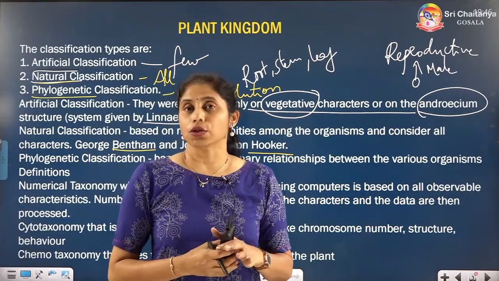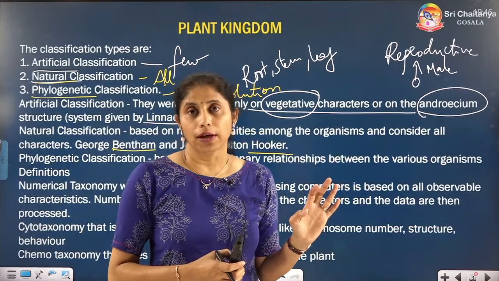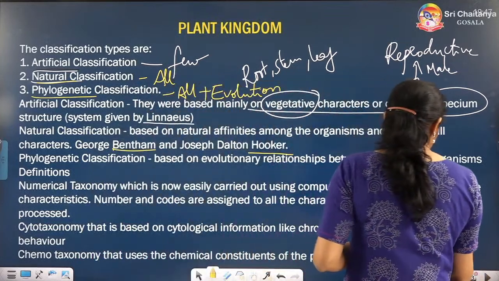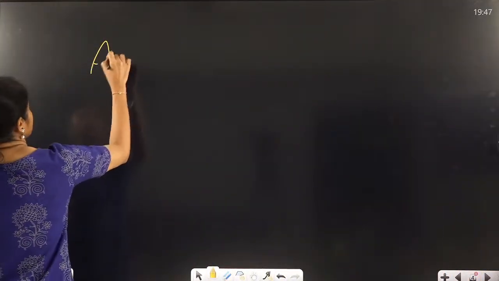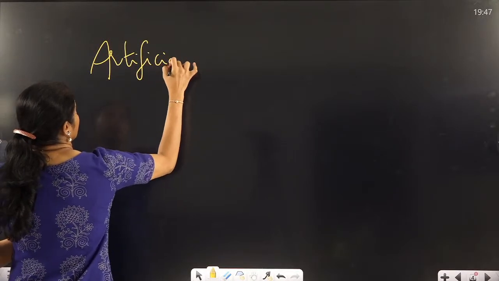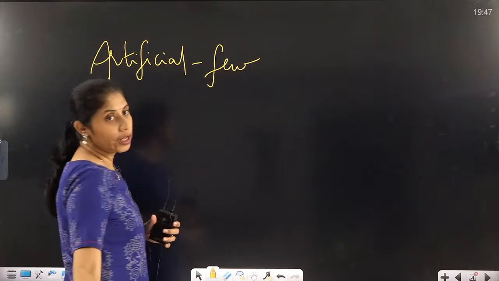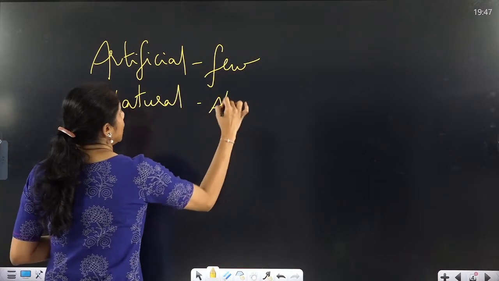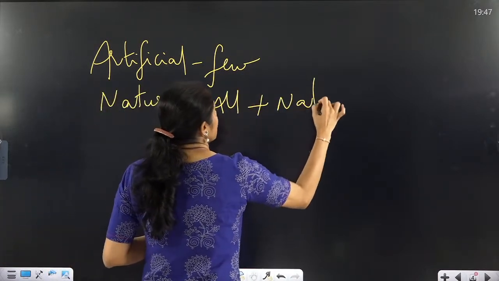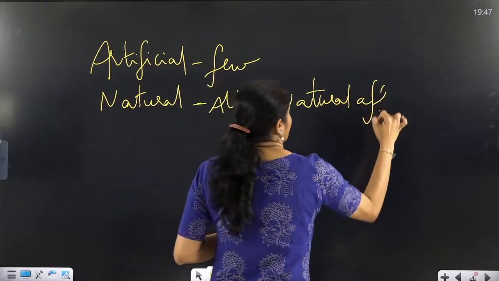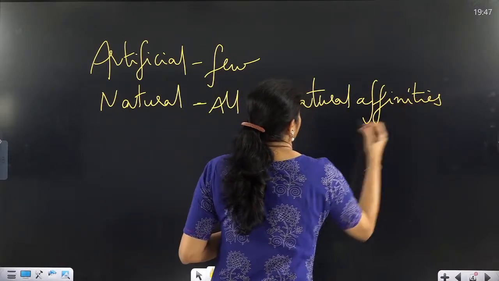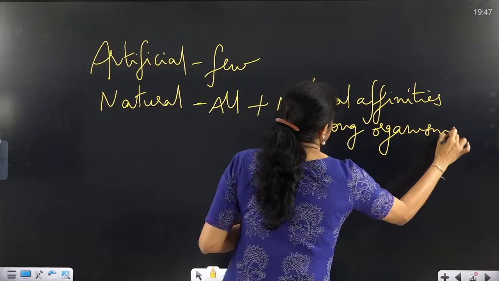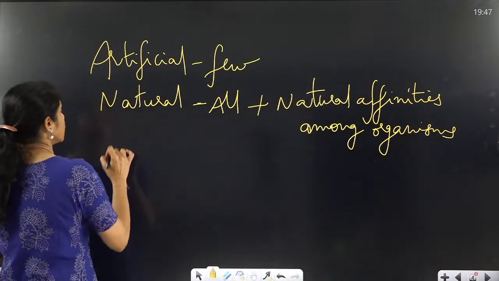Next, the natural system of classification. In this, all the characters of the plants are considered, plus natural affinities of the organisms are also considered. Let me write for you in this manner. Artificial system: it considers few characters only, given by Linnaeus. Natural system: it considers all observable characters plus natural affinities among the organisms. The only one point which is not considered here is evolution. Other than that, everything is considered.